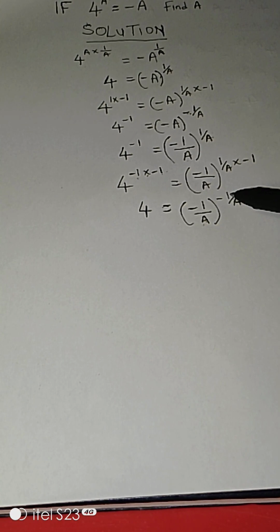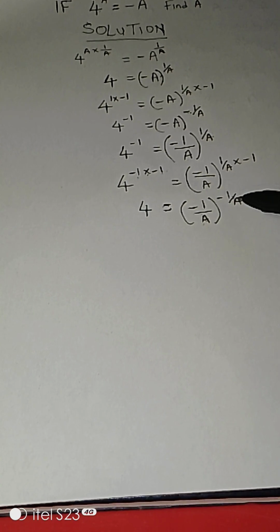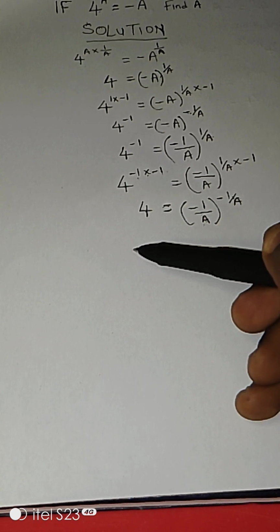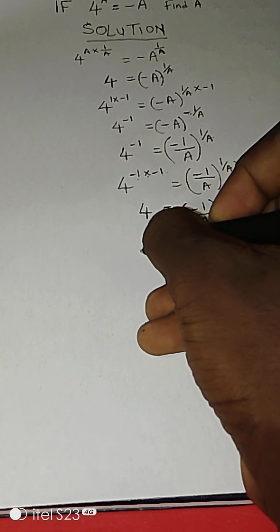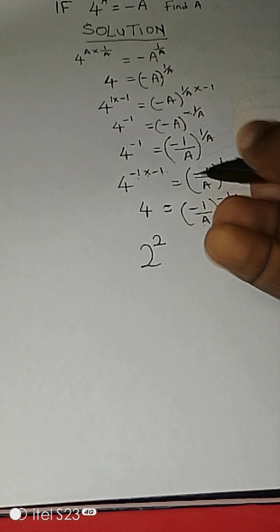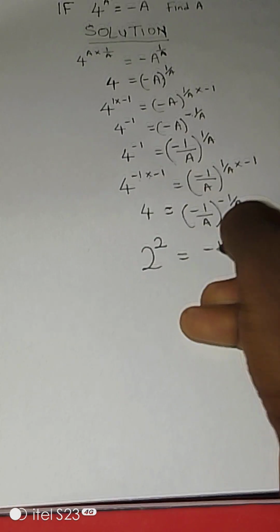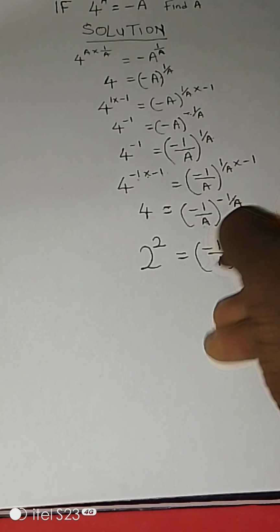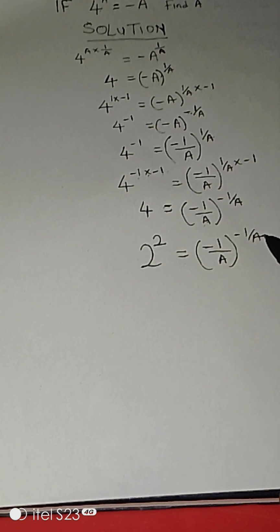Now, since you have the base and the power, you have the root and the power to be the same. So what do you do to this 4 now? You convert 4 to also have a base and a power. If you want to convert 4 to have a base and a power, you notice that 4 will be 2 raised to power 2. That's 2 times 2 will give you 4. So 2 raised to power 2 equals minus 1 over a.